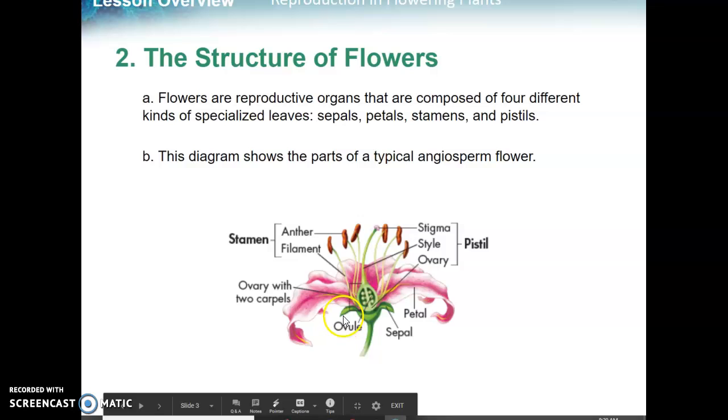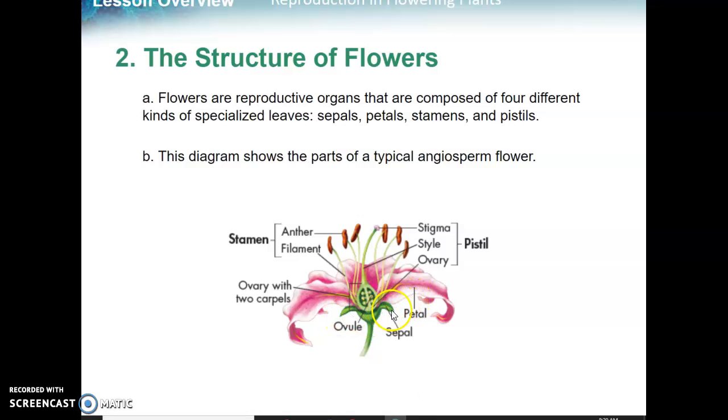The outermost whorl, the first circle of flower parts, are the sepals. They are frequently green, sometimes the same color as flower petals. They protect the flower bud when it's closed up. Some flowers don't even have them. Second ring or whorl of pieces are the petals. They are usually brightly colored. They are used to attract insects or small mammals to the flower for pollination purposes.